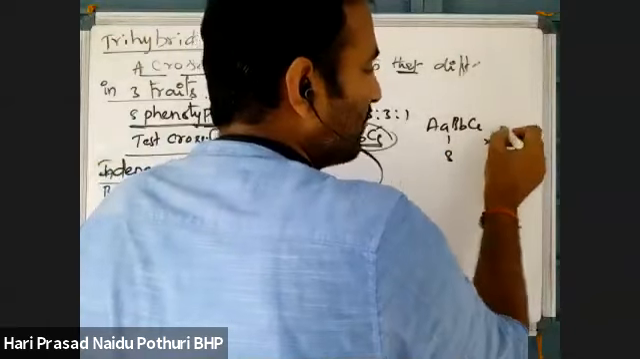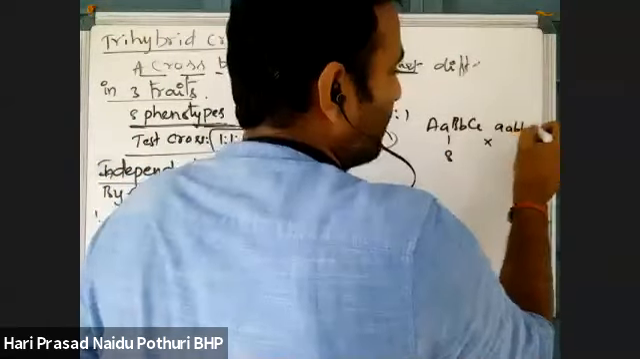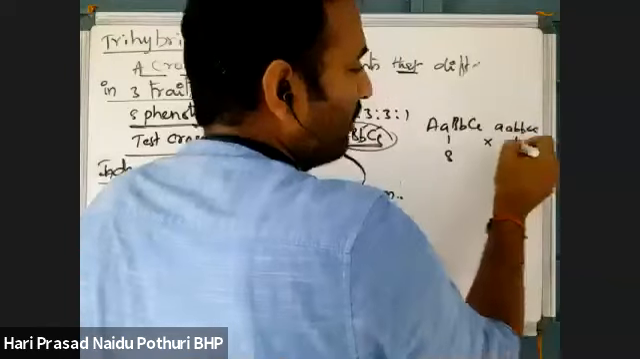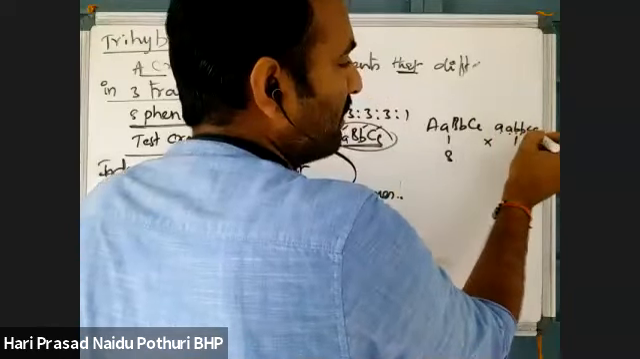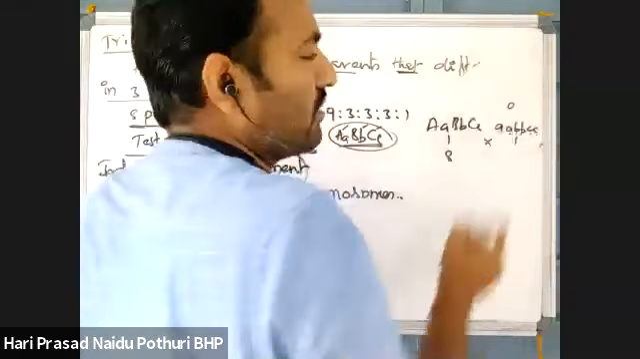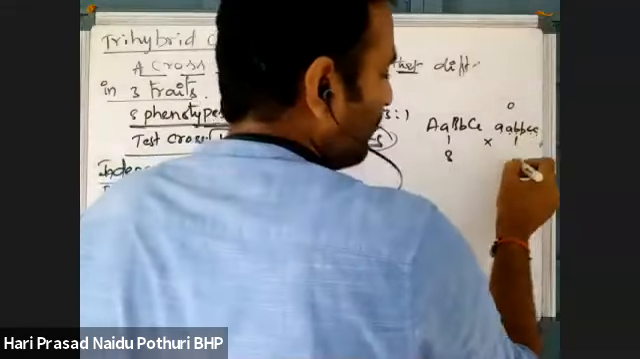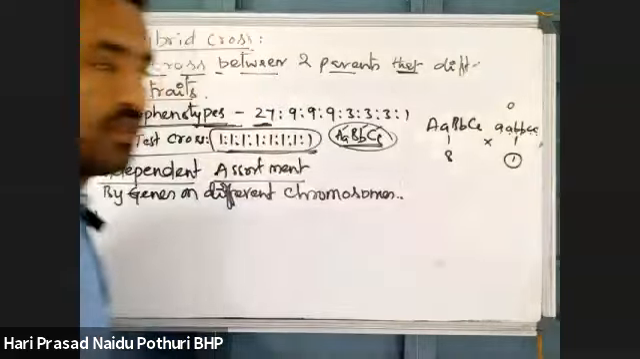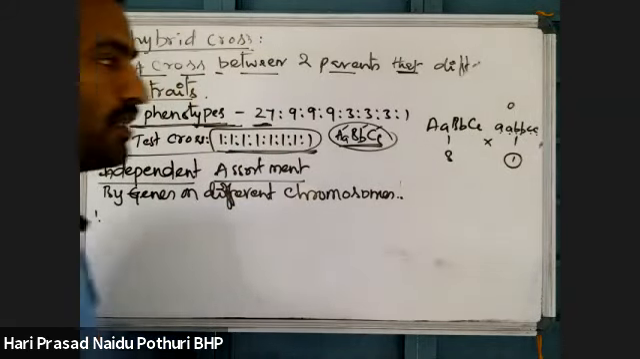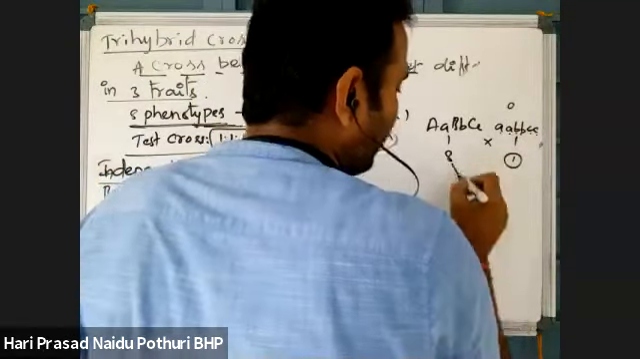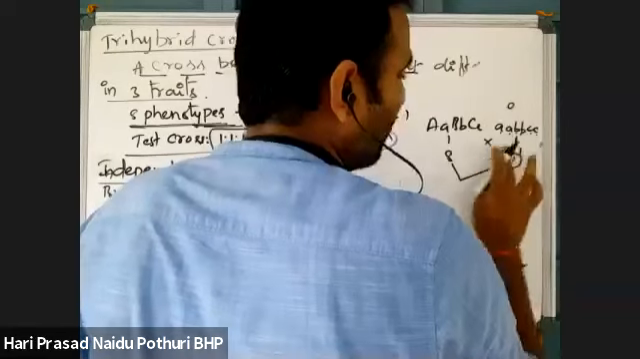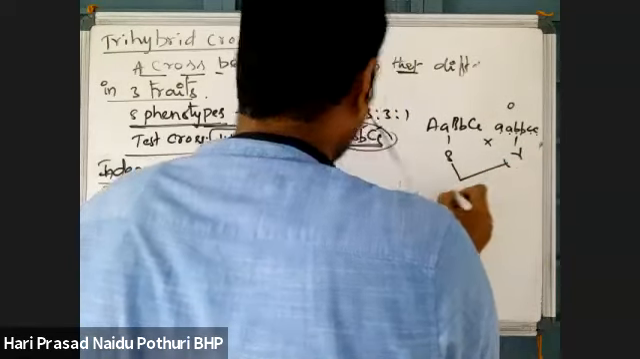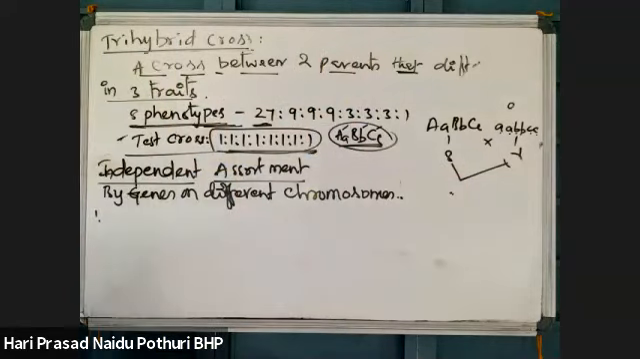The test cross means crossing with the recessive parent. Recessive parent means small a small a, small b small b, small c small c. Here heterozygous conditions are 0. So 2 power 0 gives only one kind of gamete. One gamete is possible from this. So 8 gametes from F1 and one gamete from the recessive parent, so 8 different genotypes and 8 different offspring are possible. Okay, right.